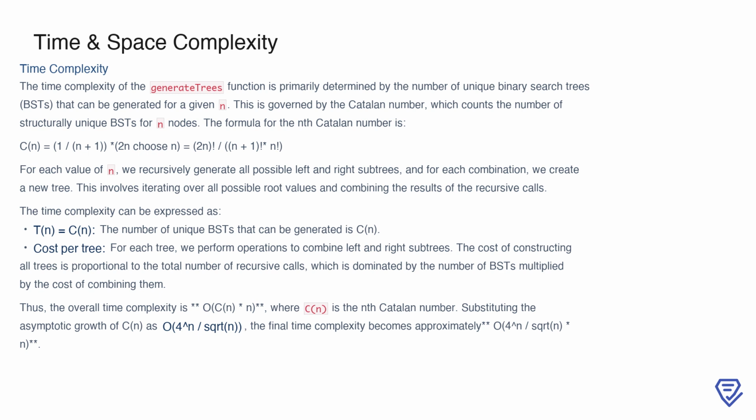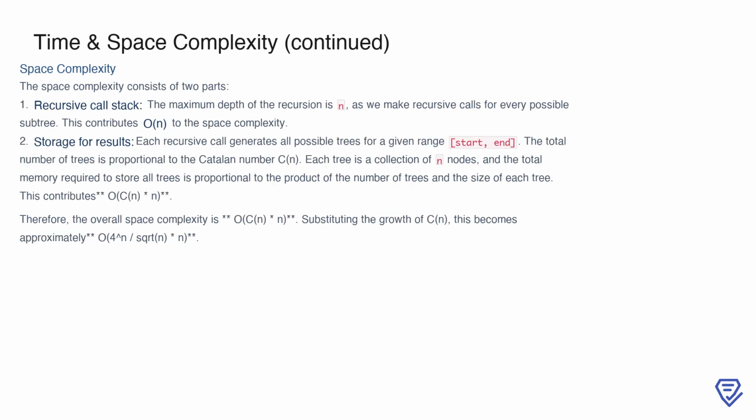When we factor in the asymptotic growth of the Catalan number, which is roughly 4 to the power of n divided by the square root of n, the overall time complexity of the function becomes C_n times n, or approximately 4 to the power of n divided by the square root of n, times n. Now, looking at the space complexity, there are 2 main components to analyze.